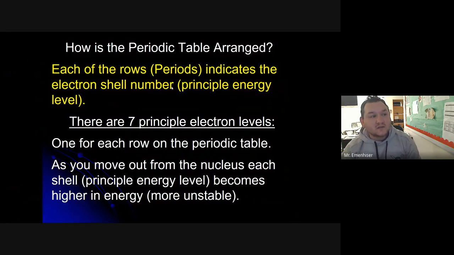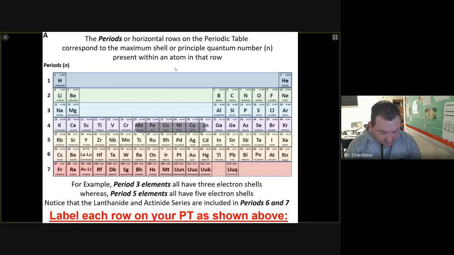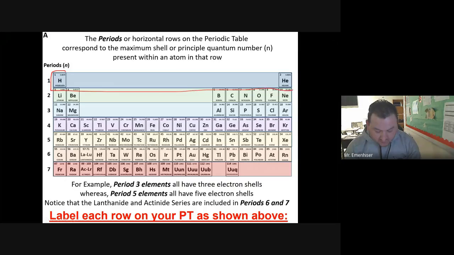So that number in front tells us the principal energy level, and we can find that on the periodic table. It is the row number. So this is period 1, or row 1, and so that is the first principal energy level. And that's actually called the 1s.